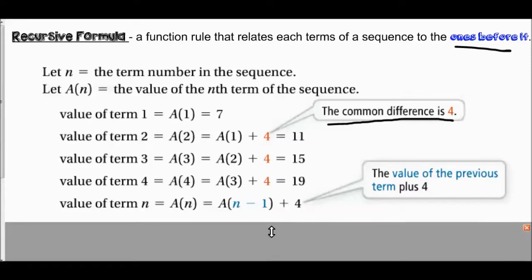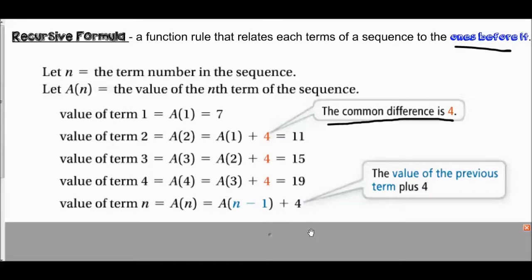Here is the recursive formula. So the value of term n, if I'm wanting to know any term, if I'm wanting to know the 15th term, the value of, say, the 15th term is equal to the one before it. 15 minus 1 will be the 14th term, plus 4.